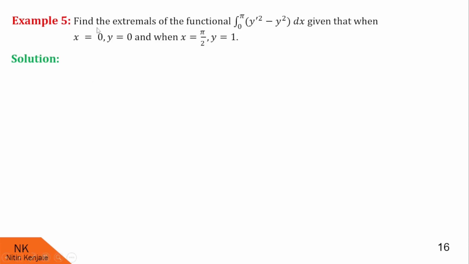Here we are asked to find the extremal of the functional given by the integration of (y dash square minus y square) dx over the limits 0 to pi, with the given conditions y is equal to 0 when x is equal to 0 and y is equal to 1 when x is equal to pi by 2. Let us proceed with this given functional. Here f is y dash square minus y square.